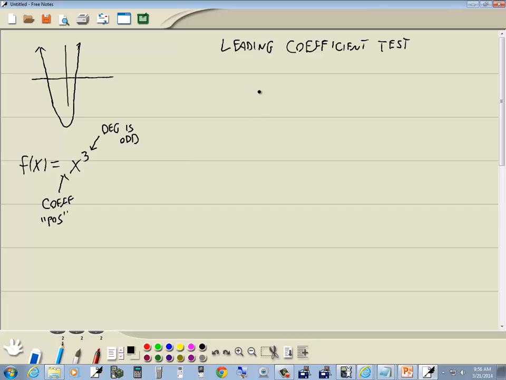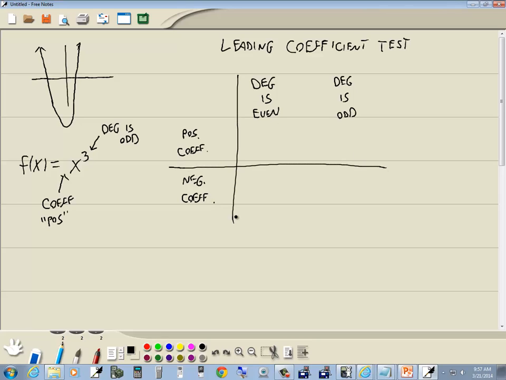Now, I know you probably won't be able to read my writing, but we have two cases. Degree is even, and degree is odd. And then we have a positive coefficient, and I know those aren't appropriate abbreviations, but I'll go with them. And then we have a negative coefficient. So those are the possibilities.